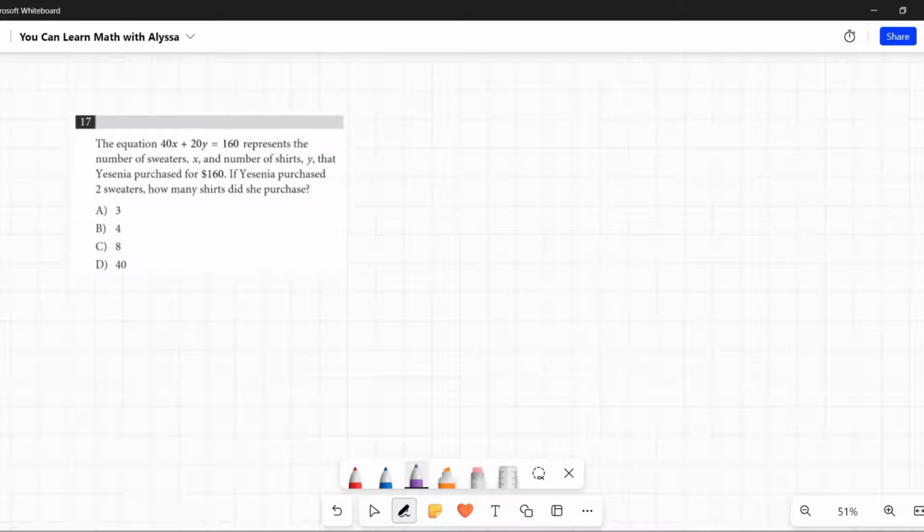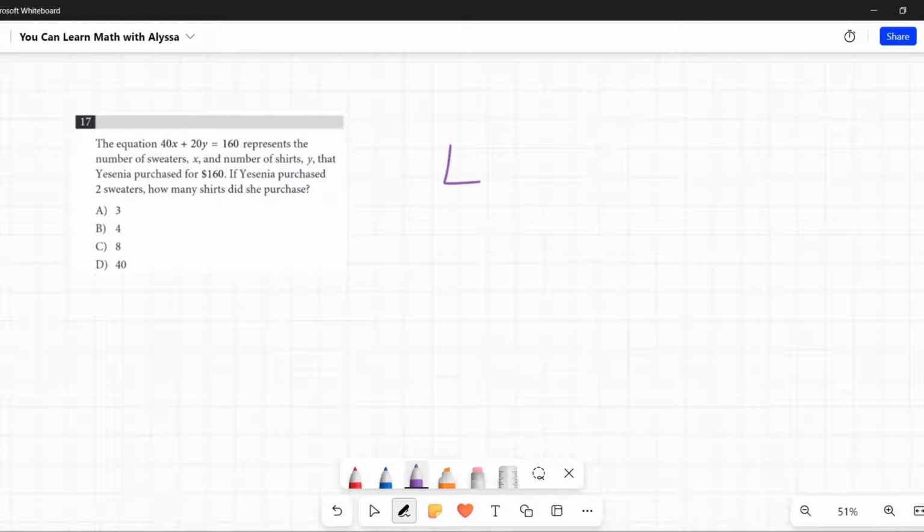17. The equation 40x plus 20y equals 160 represents the number of sweaters, x, and the number of shirts, y, that Yesenia, interesting name, purchased for $160. I hope I'm saying it right. If Yesenia purchased 2 sweaters, how many shirts did she purchase?